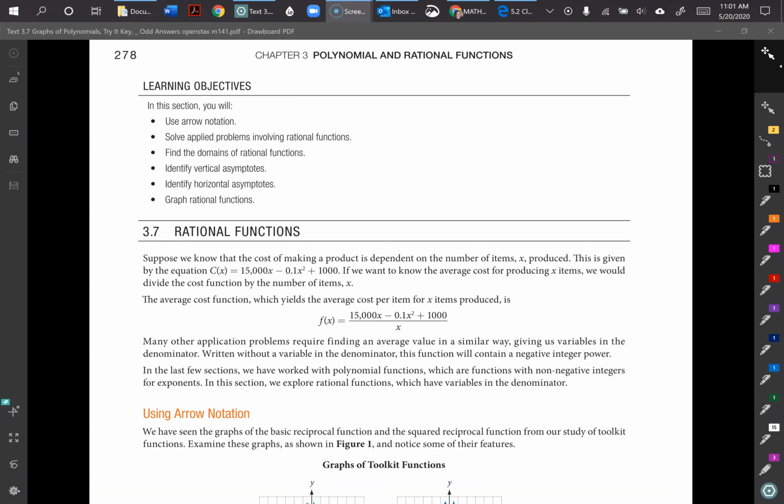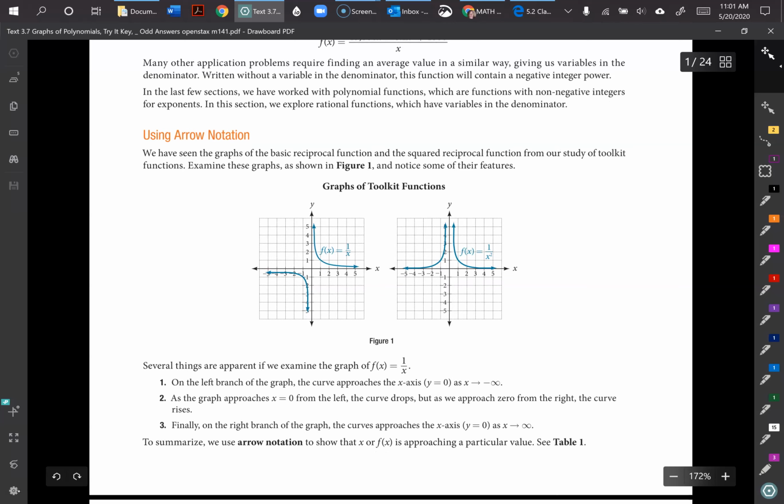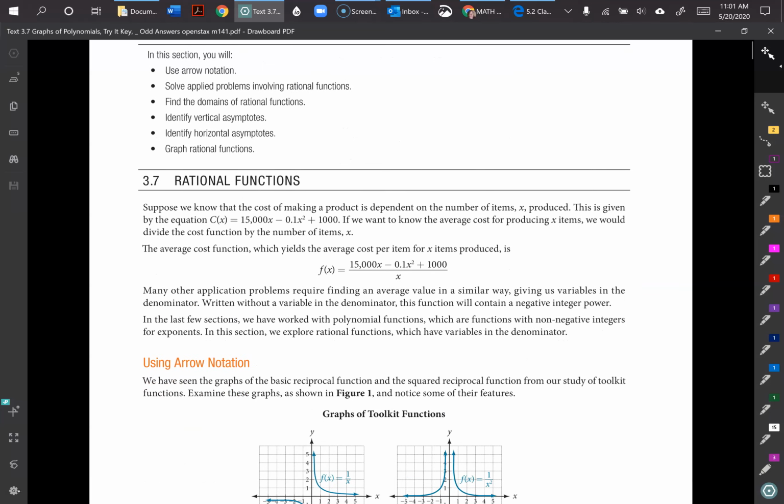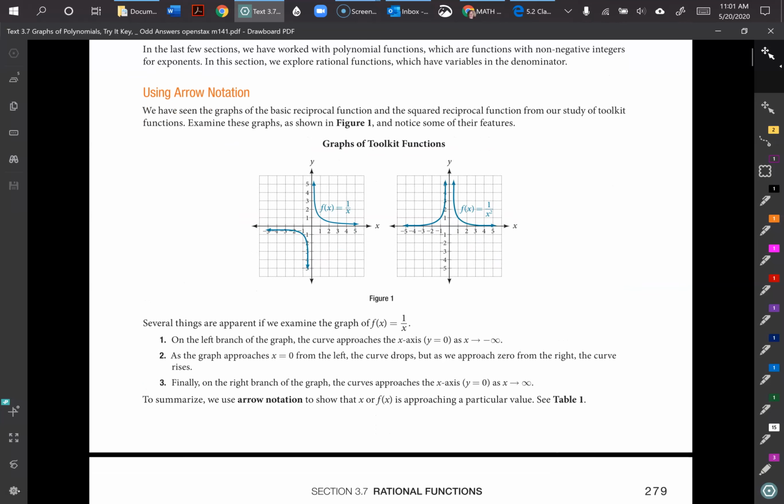In this video, we're going to take a look at 3.7. I'm first going to walk you through the textbook and how the graphs lay out, because I think that's probably the biggest question I've been getting, or the most questions. So here we have section 3.7, page 278 in the OpenStax workbook.